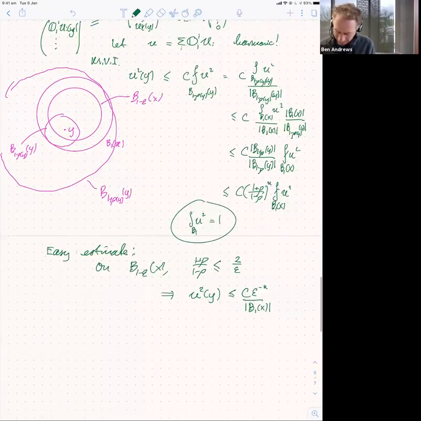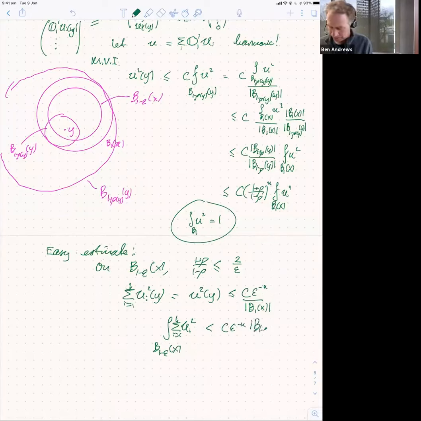And so integrating on B(1 minus epsilon), sorry, here I need to use the fact that this is the sum i equals 1 to k of u_i squared at y. Okay, so when I integrate, I get the thing that I want. The sum i equals 1 to k of u_i squared would be bounded by a constant times epsilon to the minus n, and now I get B(1 minus epsilon) divided by B(1). Okay, and this part is just bounded by a constant.